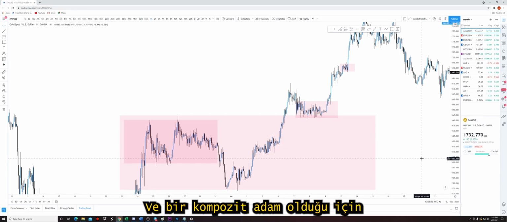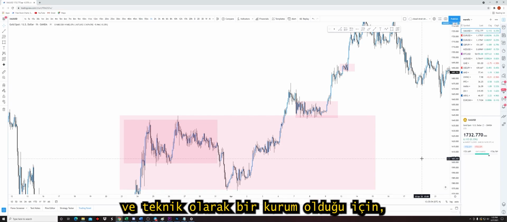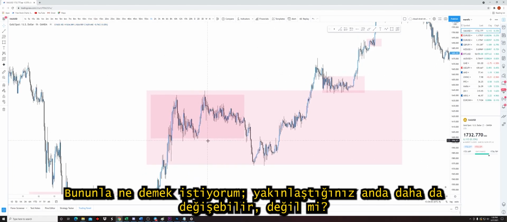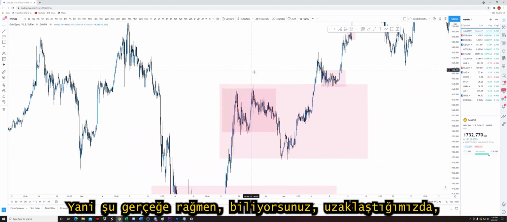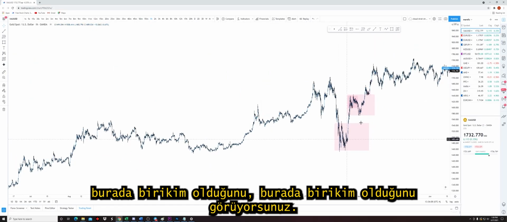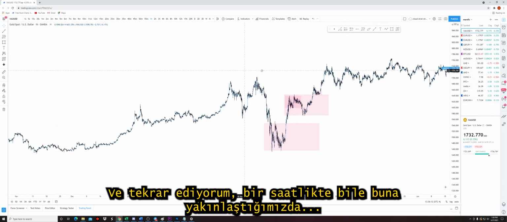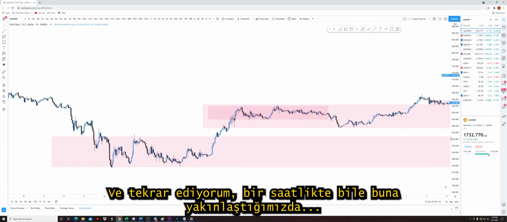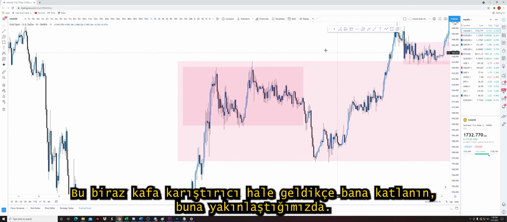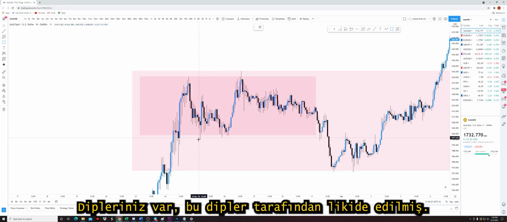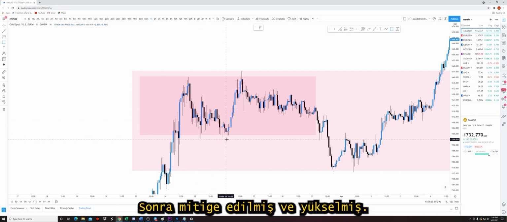And because there's a composite man, and because there's an institution technically that is constantly buying and selling, Wyckoff will occur absolutely everywhere and anywhere on both sides of the market. And what I mean by that is the second you zoom in, it can even change even more, right? So despite the fact that, when we zoom out, you see that there's accumulation here, but to get to this accumulation, we have to have this mini distribution. And again, even if we're on the 1 hour, zooming in on this, bear with me as this gets somewhat confusing. As we zoom in on this, you have lows, you have the lows liquidated by these lows, then you have the mitigated and the markup.